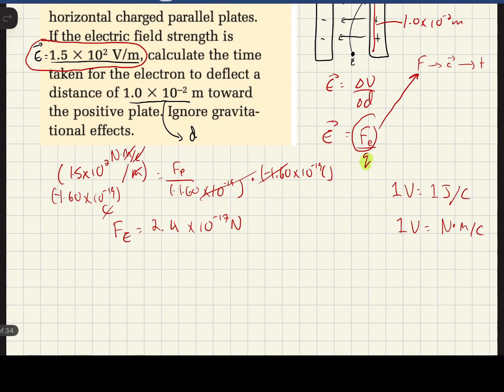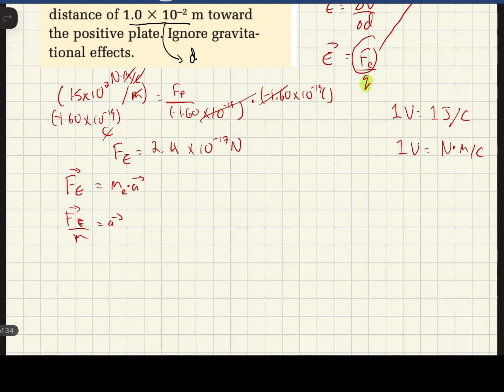And then finally, remember we want to go from our force to acceleration to time. Well, your electrostatic force here would be the only force acting on that electron. So that would be equal to the net force, which is equal to mass times acceleration. And again, using the mass of the electron, if I go Fe divided by m, that is going to equal a. Now I'm going to plug in the mass of the electron and solve for a.